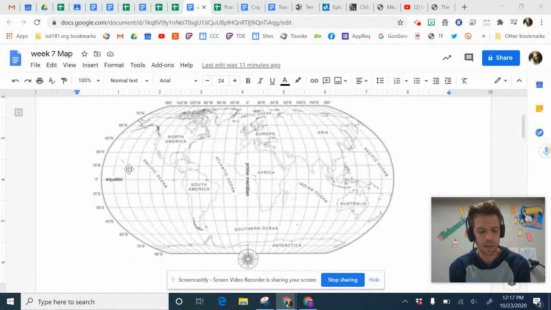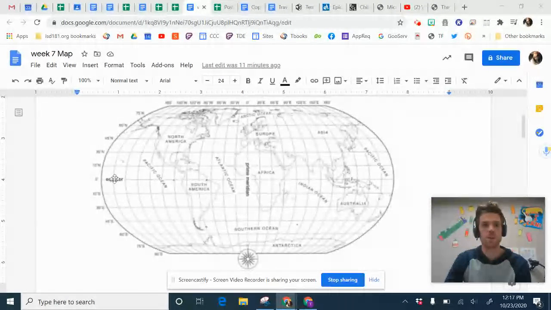It is oval shaped, and the land and water areas are most greatly distorted at the poles. So the poles are where it gets distorted the most, and the equator is where it's distorted the least. So the further you get away from the equator, the more distortion there is.